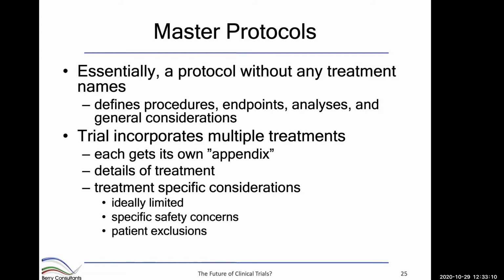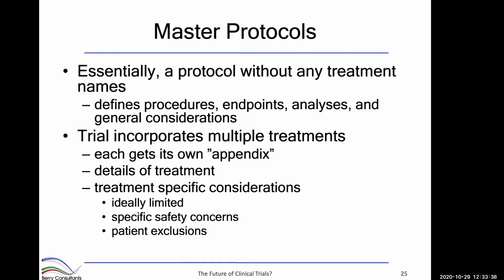The trial is going to incorporate multiple treatments, and each one is going to get its own, what's usually called a drug appendix. And so these appendices, that's where all the details of the individual drugs come in. So it would say, this is the individual drug. Here are all the details of the chemistry. Here's everything we know about safety, all the things that would be very specific.